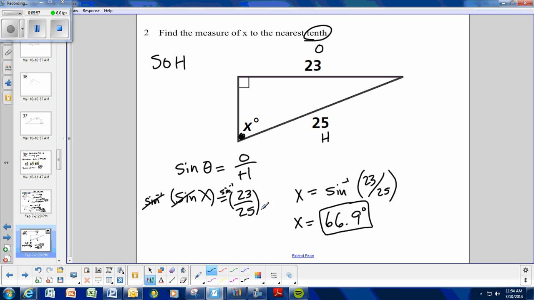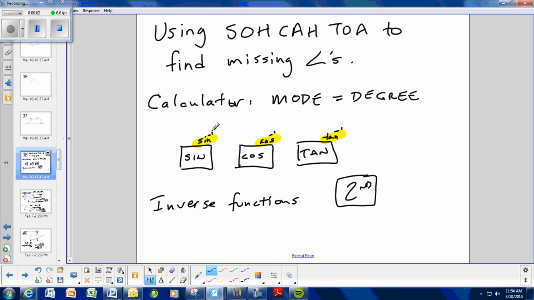So to summarize our lesson, remember we're going to use our inverse sine, inverse cosine, and inverse tangent to find missing angles inside of our triangles. And that concludes SOHCAHTOA to find missing angles.